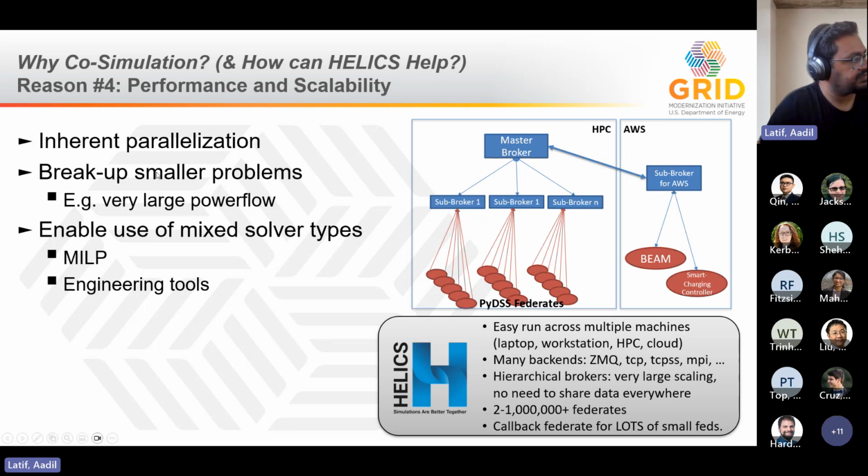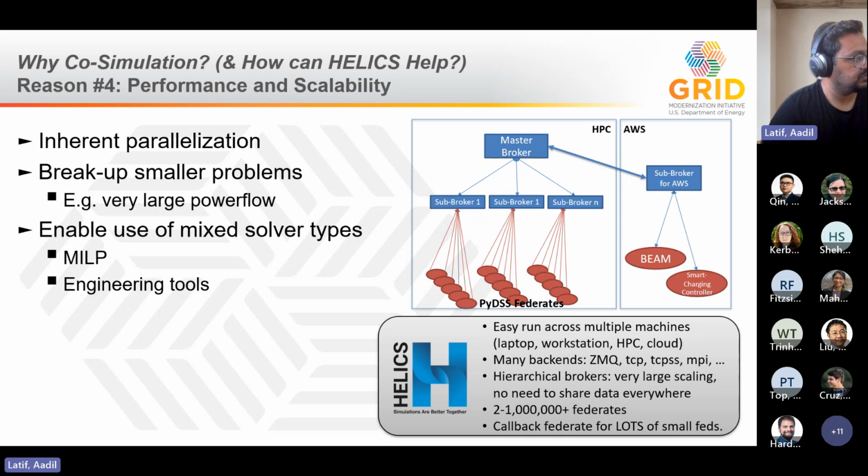Co-simulation allows you to break up the larger problem into much smaller problems, right? So for example, a very large power flow problem. Say you want to do a transmission and distribution co-simulation. Instead of implementing the entire transmission within the distribution network or vice versa, you can have both of them implemented separately, break it down into multiple pieces and co-simulate, right? So the distribution federates can co-simulate with the transmission federate, which is the bulk power side.